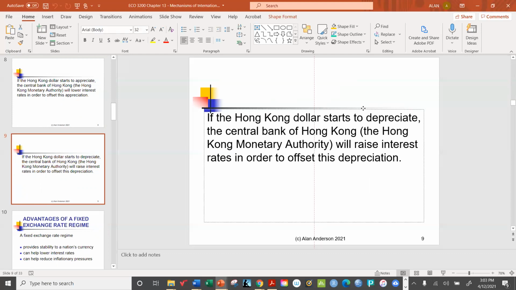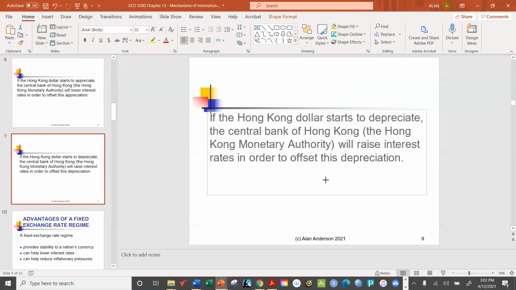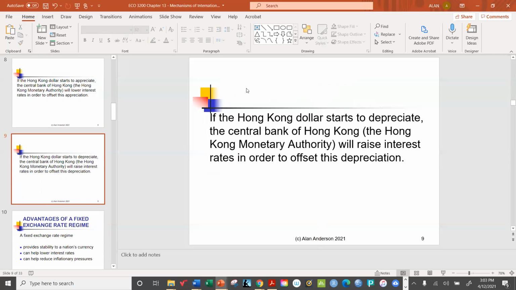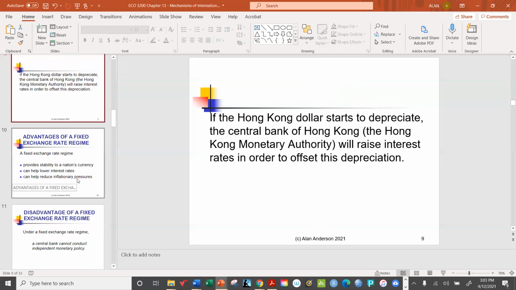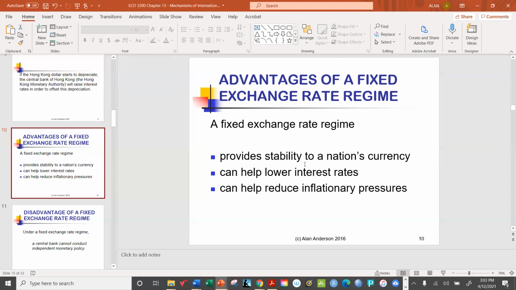Why are they doing this? What's the point? Why don't they just let it float like the United States does? Well, here are some of the main reasons why a country might want to do this. Number one, it can provide stability to a nation's currency. Number two, it can help reduce interest rates. And number three, it can help reduce inflation.